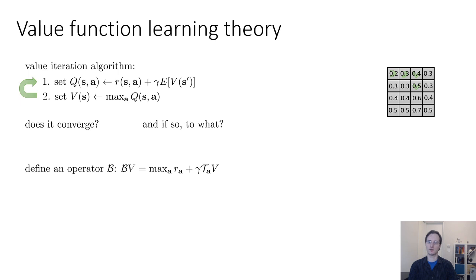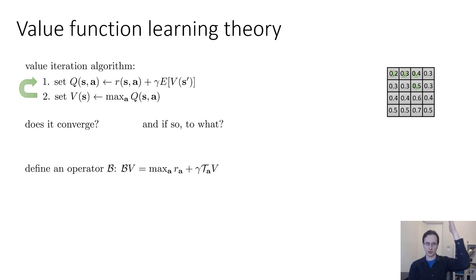First, it takes V and applies the operator T subscript A. T subscript A is a matrix with dimensionality S by S, where every entry in that matrix is the probability of S prime given S comma A, where A is chosen according to that max. So this is basically computing that expectation. The expectation is a linear operator. We multiply that by gamma, and we add this vector R_A.